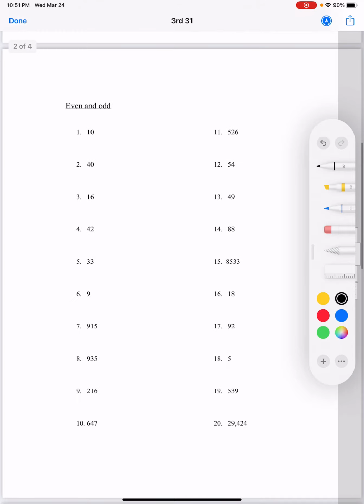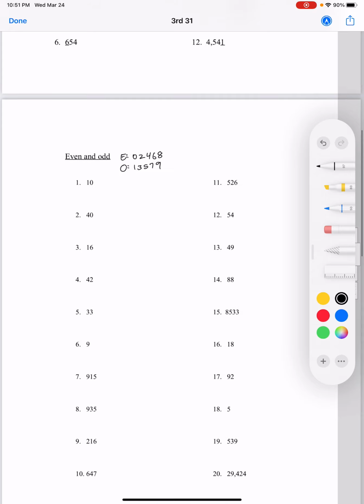So moving on, determining whether these numbers are even or odd. Even numbers have 0, 2, 4, 6, and 8 as the ending number, and odd numbers have 1, 3, 5, 7, and 9 as their ending numbers. So this will be your key to solving all of these.